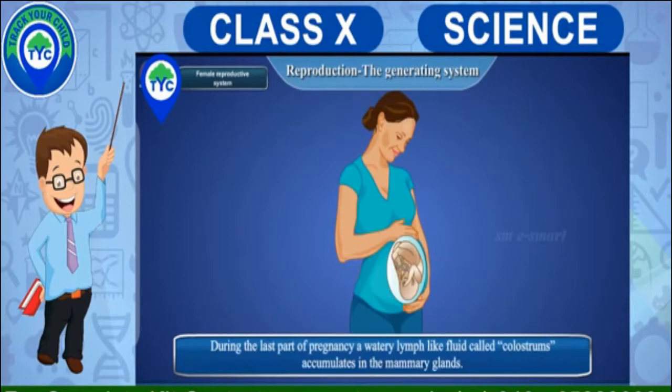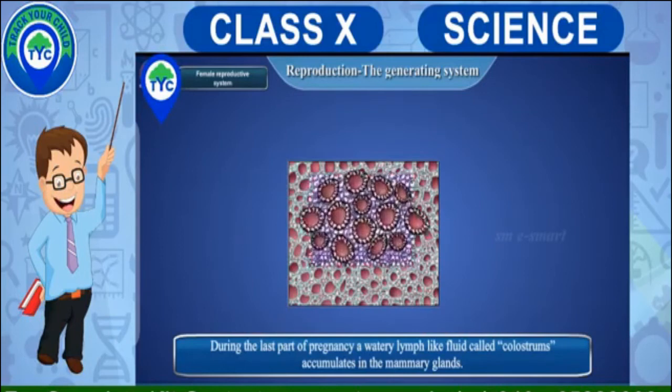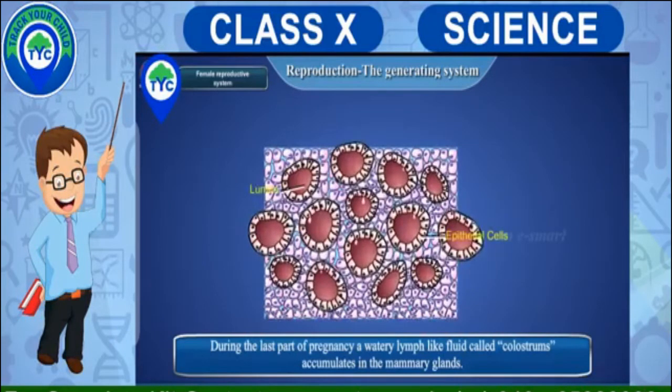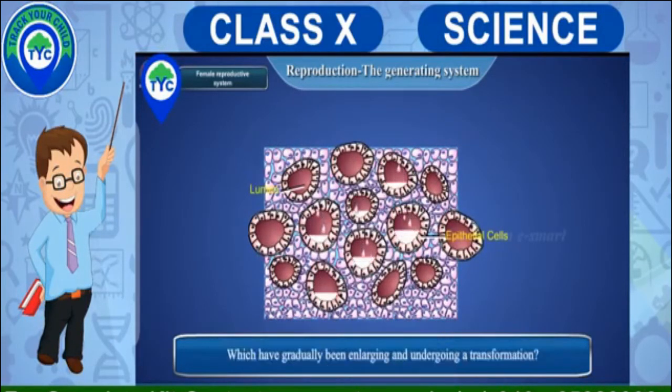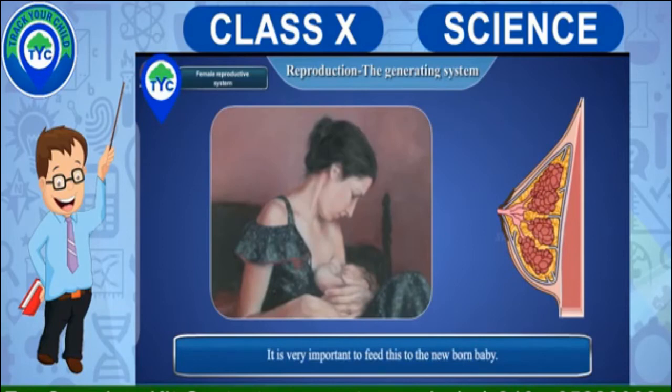During the last part of pregnancy, a watery lymph-like fluid called colostrum accumulates in the mammary glands, which have gradually been enlarging and undergoing a transformation. The first few days after the baby is born, the mammary glands secrete only colostrum. It is very important to feed this to the newborn baby. It helps in developing the immune system of the child.